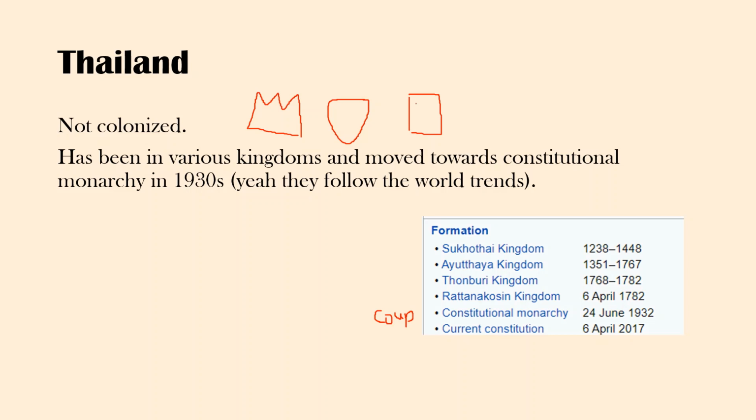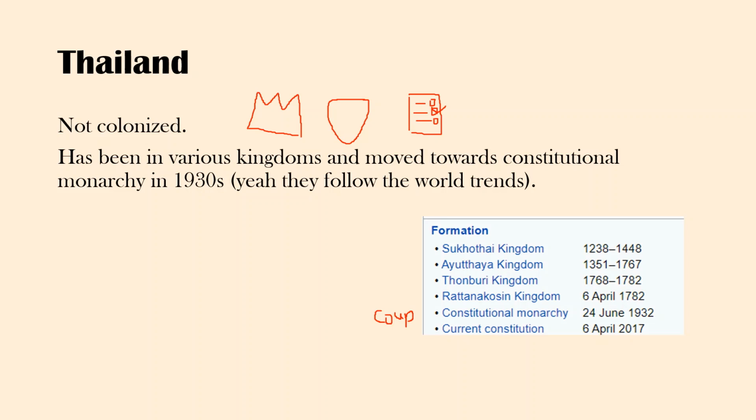I guess at the same time, they just probably follow the trends of other countries. They kind of like to take up alliances with the European countries or maybe even America, and allow them to build military bases and stuff like that. So that's just how Thailand was.